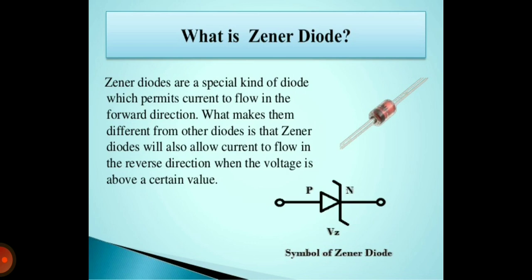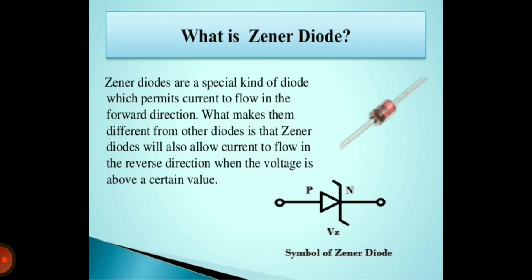Zener is one of the special purpose PN junction diode and its main application is as a voltage regulator. Zener diodes are a special kind of diode which permit current to flow in the forward direction. What makes them different from other diodes is that a Zener diode will also allow current to flow in the reverse direction when voltage is above a certain value.